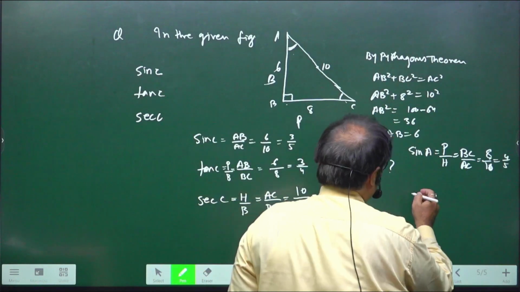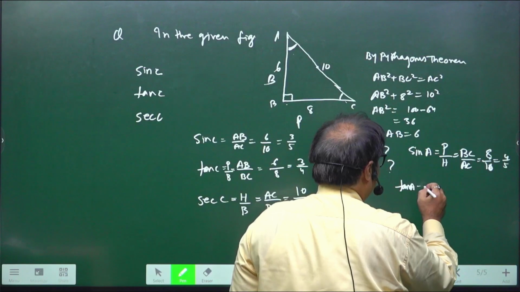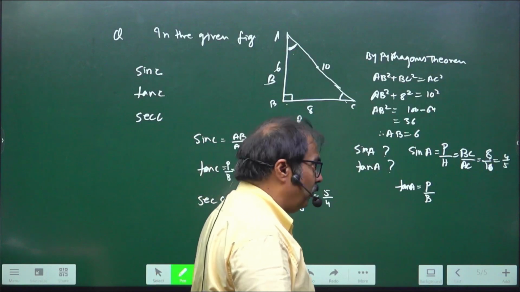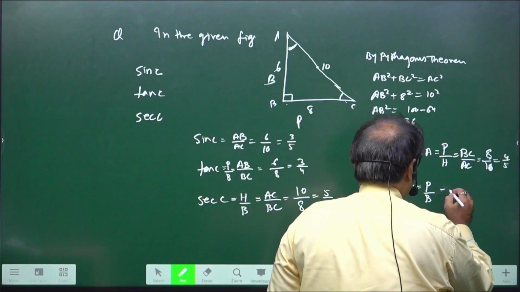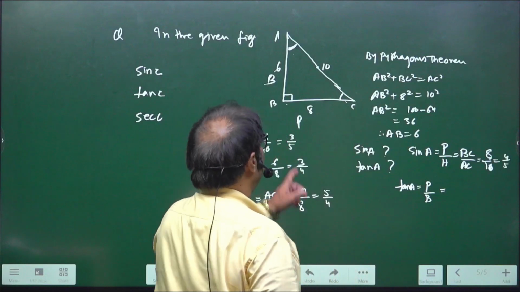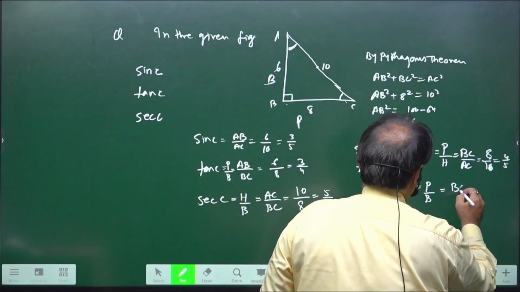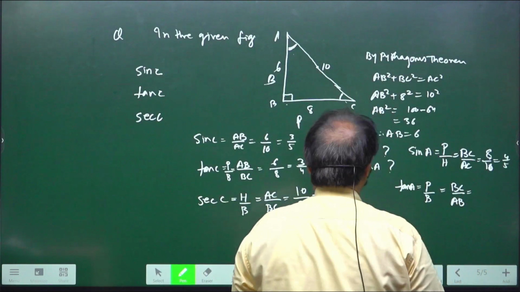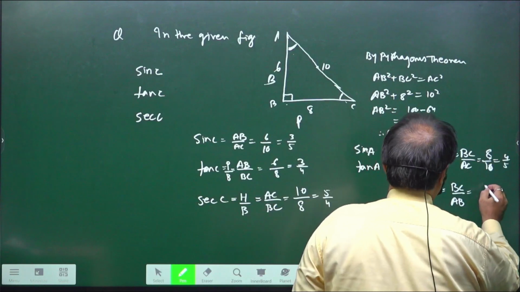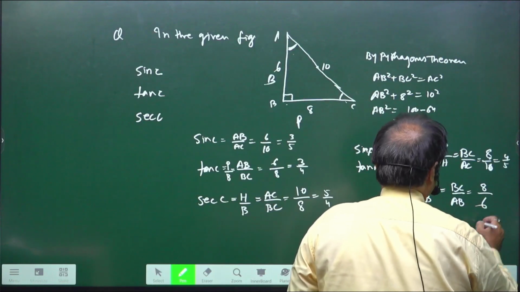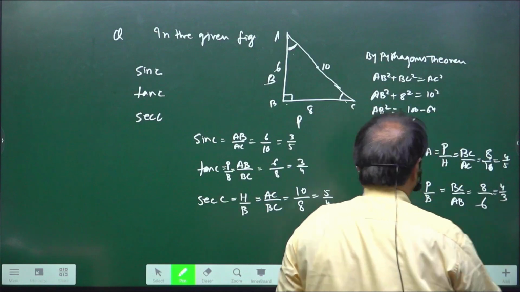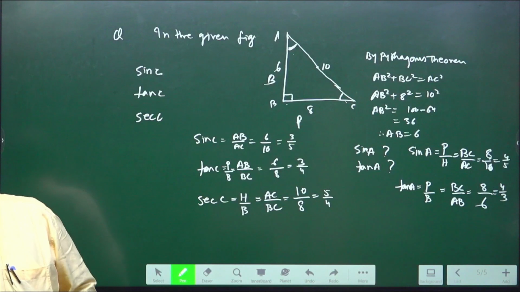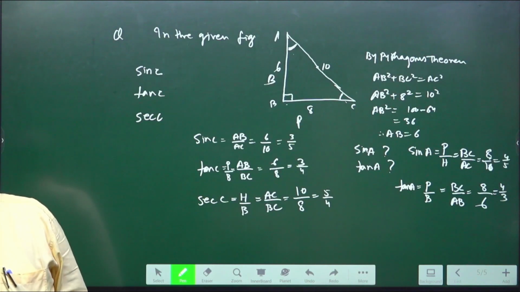Now the question is find the value of tan A. So tangent A is the ratio of perpendicular and base. As per angle A, the perpendicular side is BC and the base is AB. Put the value of BC and AB. The value of BC is 8 and the value of AB is 6. So this is equal to 4 by 3. In this way we will find the answers to the questions given in your book.